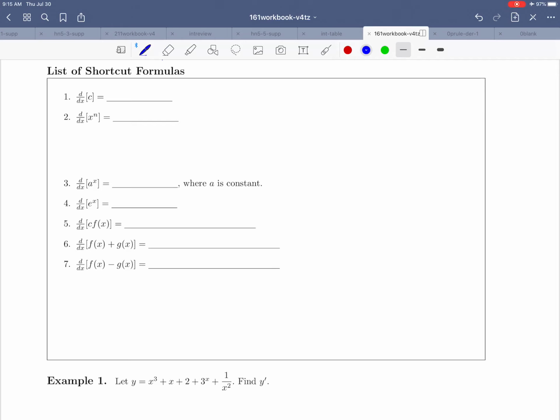Hello everybody, and welcome back to page 37 in the workbook. We are ready to make our list of shortcut formulas for taking the derivatives of functions.